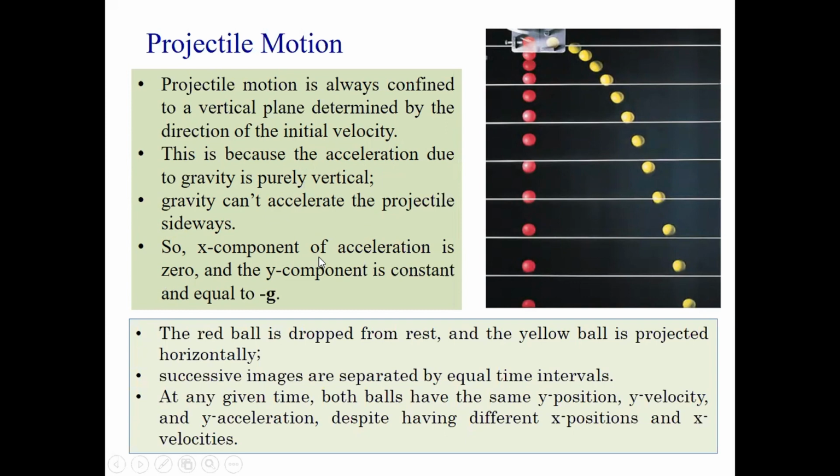So the x component of the acceleration will remain 0, and the y component will remain constant and equal to minus g. Here the red ball is dropped from rest, and the yellow ball is projected horizontally at a certain angle. These successive images are separated by equal intervals of time, and you can see the progression. At any given time, both balls have the same y position, y velocity, and y acceleration, despite having different x position and x velocities. As you can see, the vertical is y and the horizontal is x.